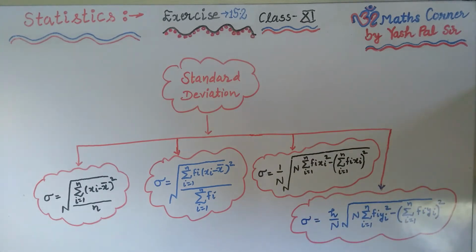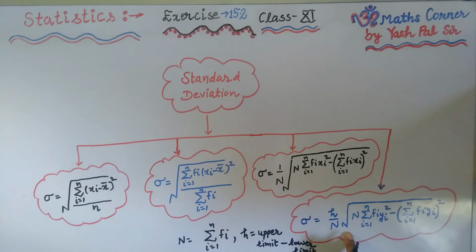Now, what is n? N is equal to summation i equals 1 to n of fi. Next, this h. What is h? H is the length of class interval, upper limit minus lower limit of the class interval. This way we can find the value of h. Whenever class intervals are given, then we use this formula. This way, these 4 formulae we use to calculate the standard deviation.